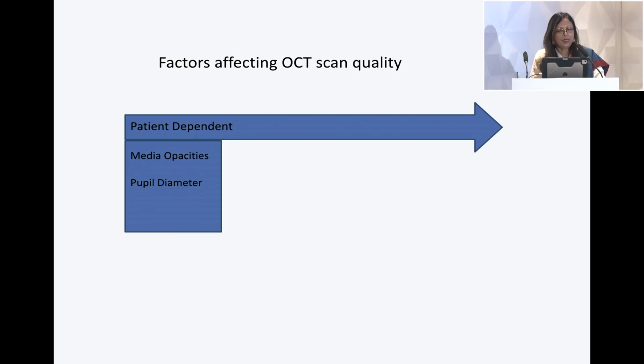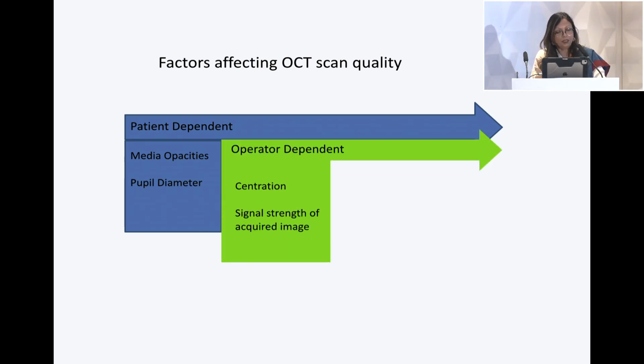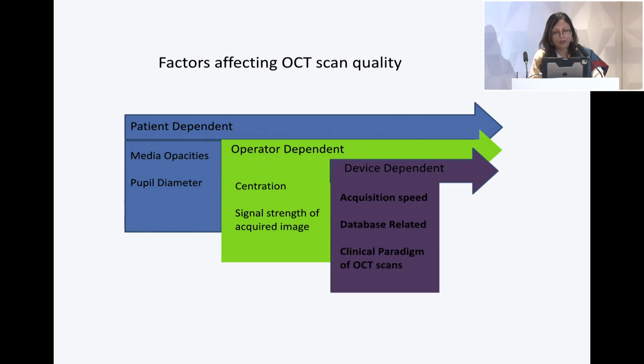So having said that, we'll move on to the factors in the OCT scan which you need to take care of. The ones which are patient-dependent are media opacities and pupillary diameter. Operator-dependent are centration and signal strength of the acquired image, and device-dependent are acquisition speed, database-related factors, and clinical paradigms of OCT scans.